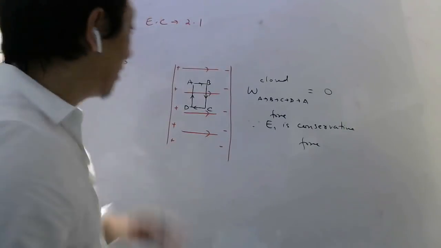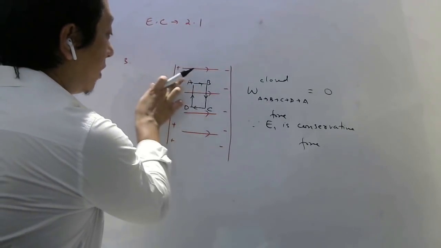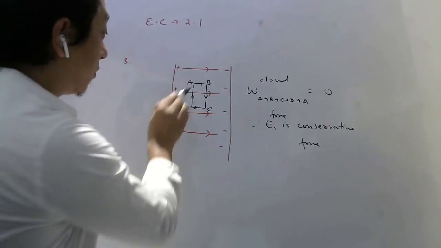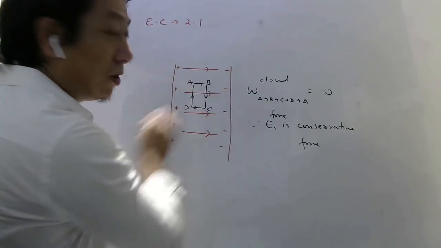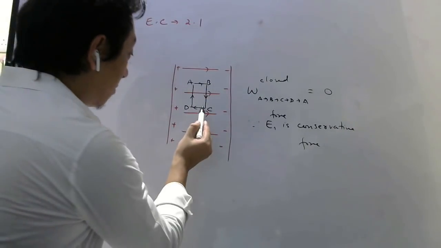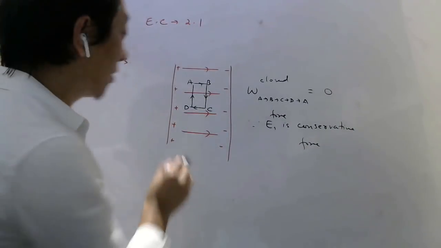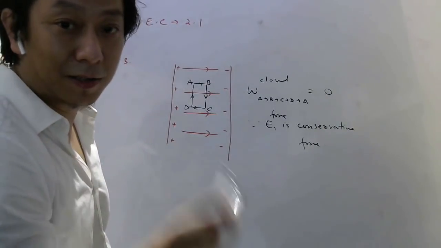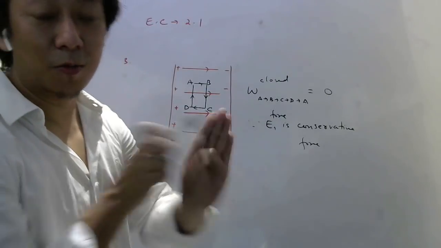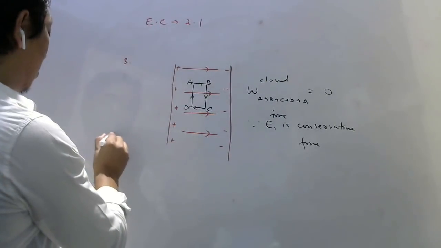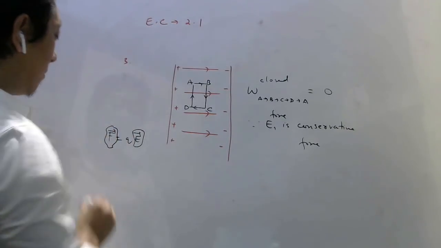One easy way. Another way is, see, when I go from here to here, I am moving in the direction of the electric field. So from here to here, the electric field will do positive work. From here to here, I am moving perpendicular to the electric field, so no work. From C to D, I am moving opposite to the electric field, so the electric field will do negative work. From D to A, the electric field will do no work because it is perpendicular. If displacement is perpendicular to force, work done is zero. And the force on a positive charge will be in the same direction as the electric field.